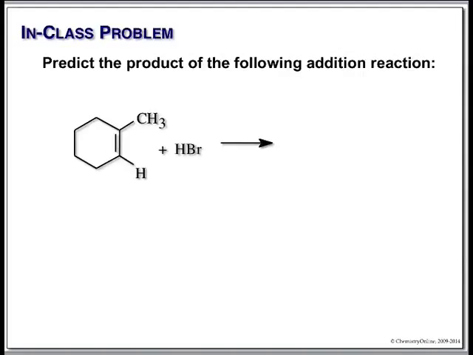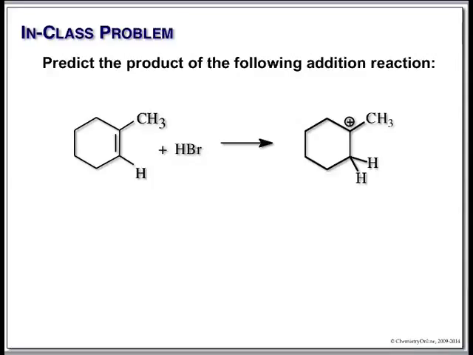Now, being very Markovnikov about this, this carbon has a hydrogen, this one does not. So Markovnikov would simply have us put the hydrogen here, and that would give us this intermediate. I would simply look at this and say the proton is added to give a tertiary carbocation.